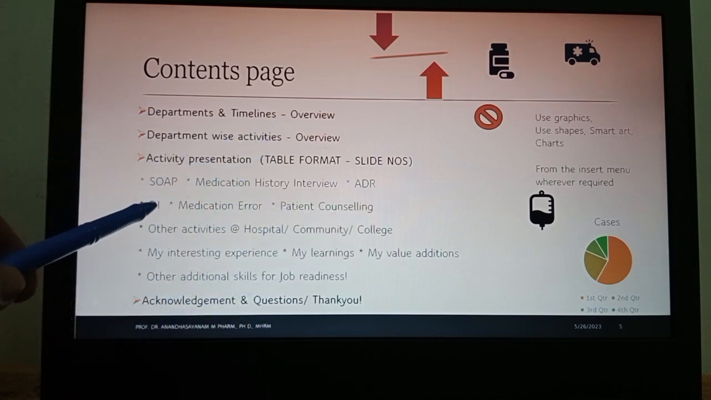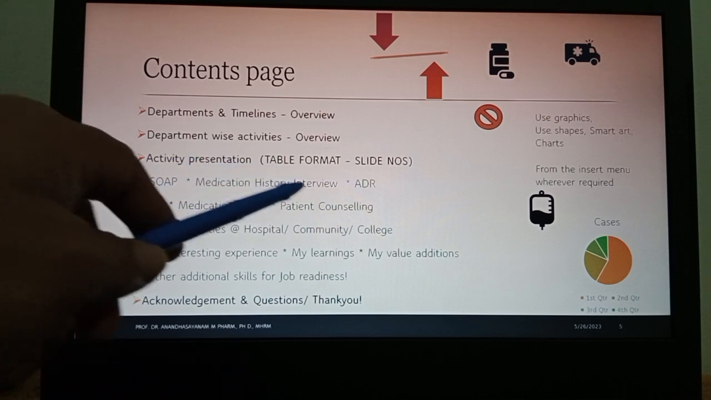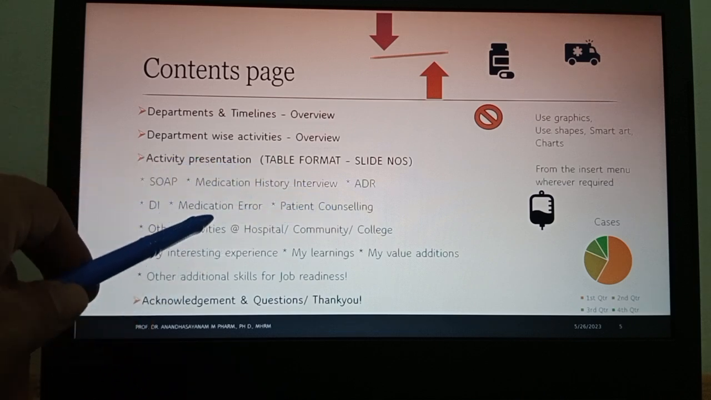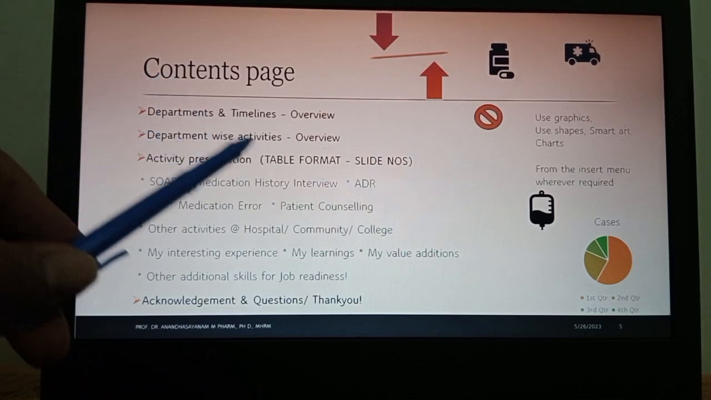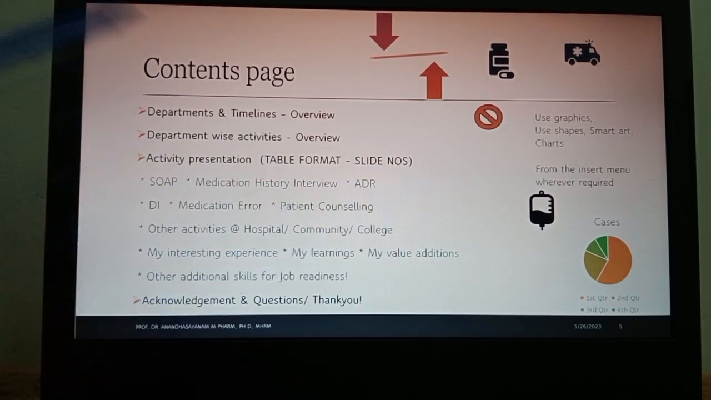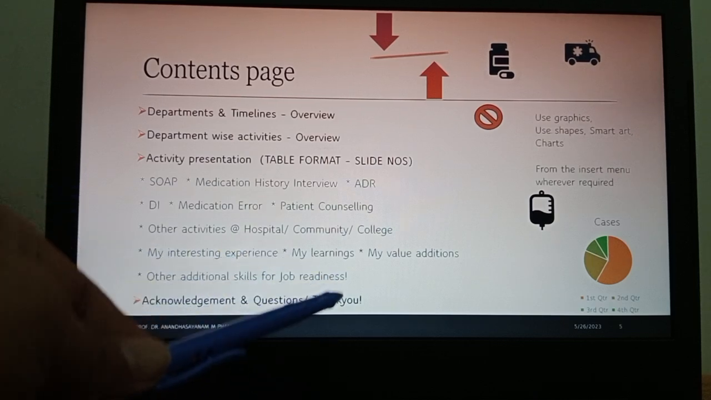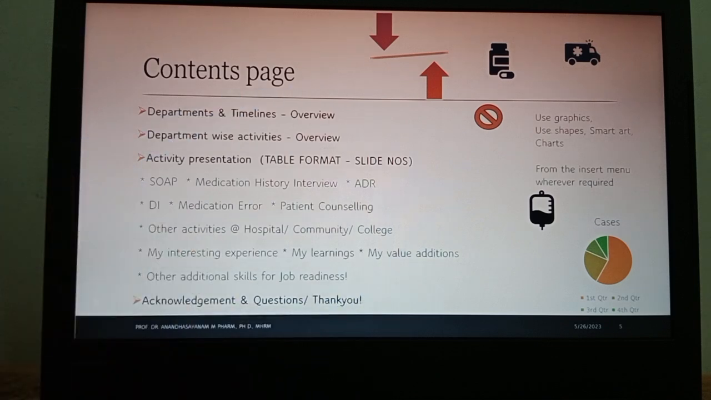So what you can include is SOAP, medication history interview, ADR, drug interaction, medication error, patient counseling, and whatever other activities you have done in the hospital, other activities done in the community, other activities done in the college. Also your interesting experiences, your learnings, and how you have added value to the profession and the job after doing your internship or clerkship.